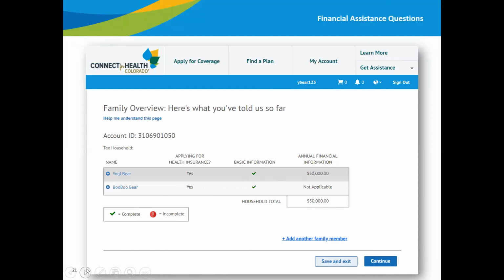I will call out on the lower left-hand corner the key there with the check mark and the exclamation mark. Those indicate which sections of the application are complete and which are incomplete. If a section of the application is incomplete, clicking on the red exclamation mark icon will direct the user to that particular page for the individual to fill out all of the necessary information.